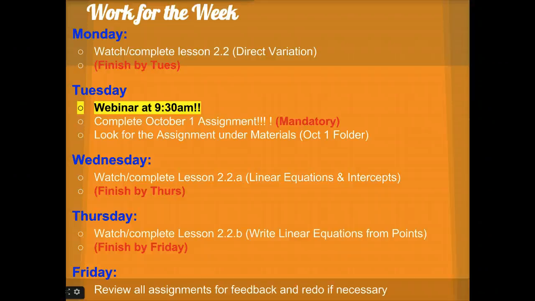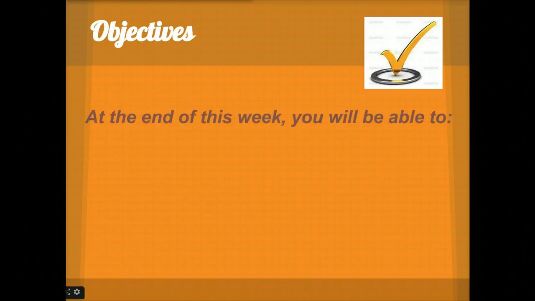Then on Wednesday, you will watch and complete lesson 2.2a. We're going to be exploring more with linear equations and intercepts. Complete that and turn it in by Thursday. And then Thursday will be your last assignment for the week. So you'll watch and complete lesson 2.2b, and that's where you'll learn how to write linear equations from points. And you'll look at that in some different contexts, from graphs, from coordinate points, and from tables. On Friday, then, take the day to review all the feedback from the assignments you've turned in, redo if necessary. Send me a message if you have any questions.